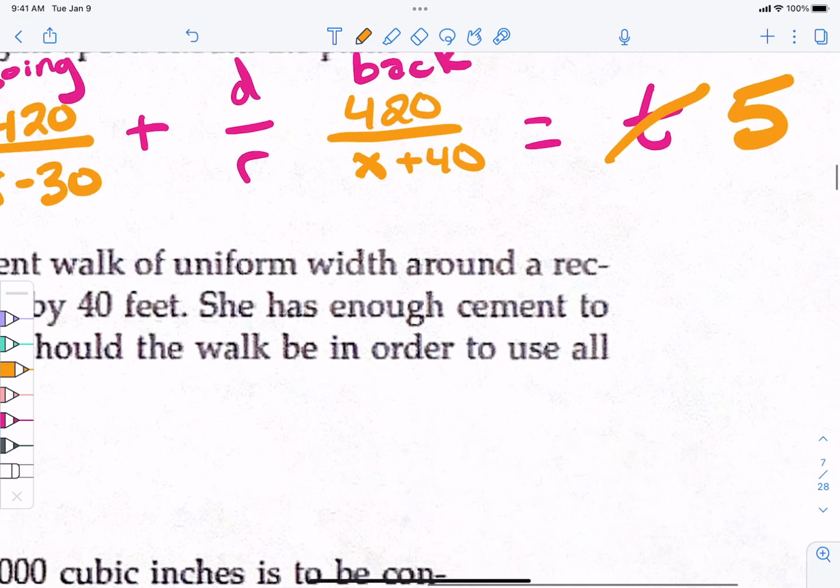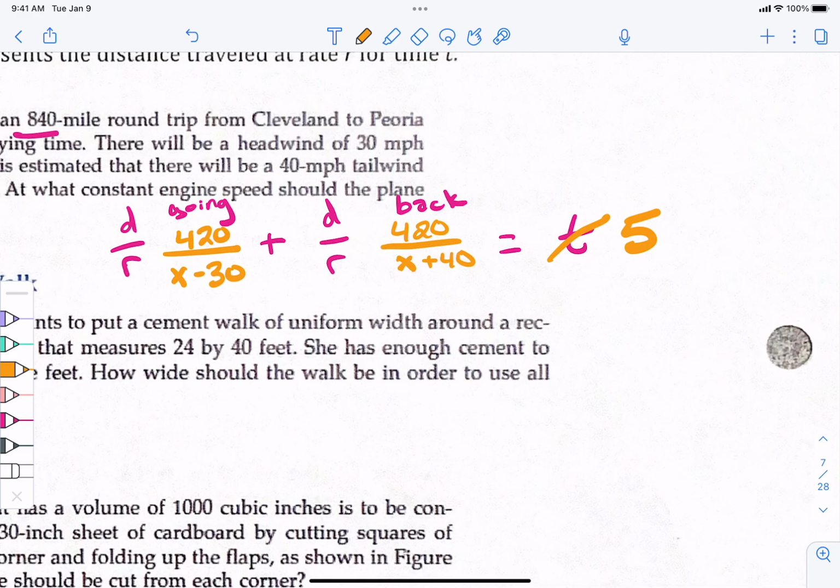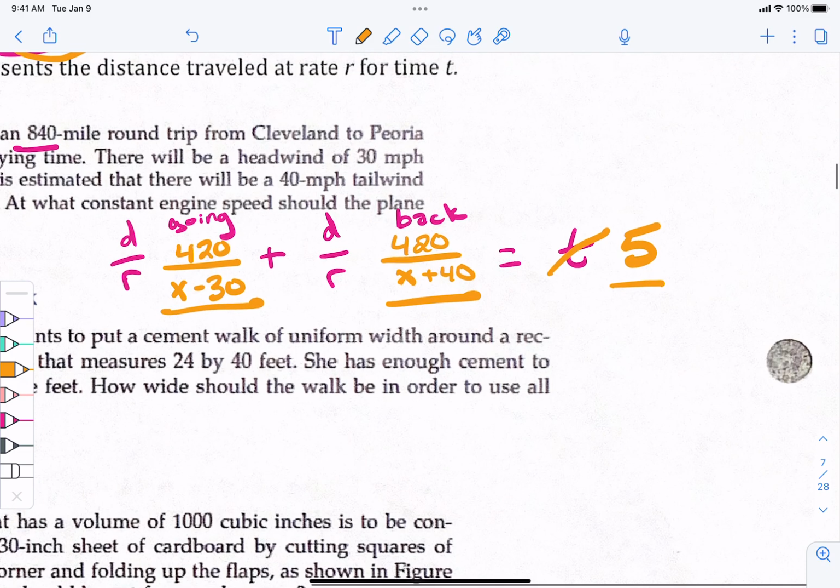Wouldn't that just be distance over velocity? Can you add them up? Yes. Can you add those? We would have to find a common denominator. How do I solve this? This guy plus this guy equals 5. How can I do that?